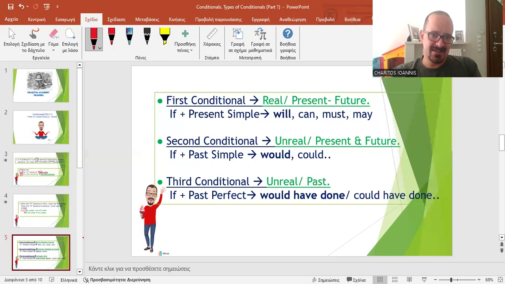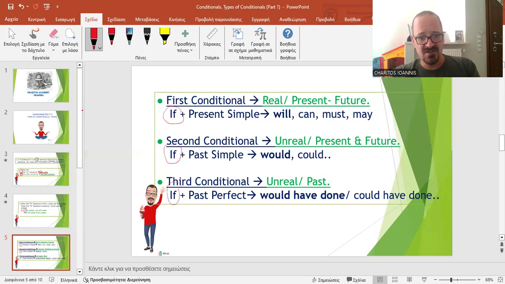Here, you can see a chart of the three main conditionals. There are more, but everything starts from here. And the reason why I created this is because I wanted to show you the logic that lies beneath the conditional. So first things first, all of them, because they're conditionals, start with the word if.